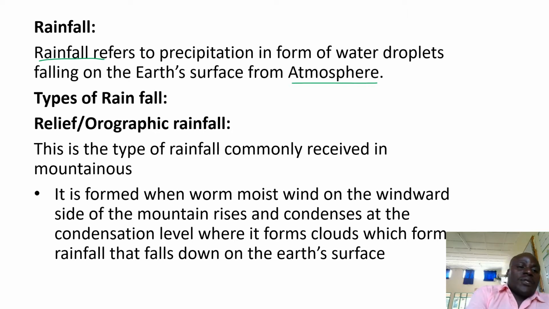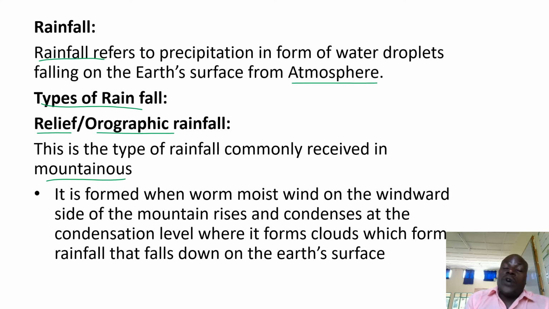So what are the types of rainfall? We have number one, relief rainfall. This can also be called orographic rainfall. How is it formed? That is our major target, the formation. Relief rainfall is a type of rainfall commonly received in mountainous areas with many and tall highlands.